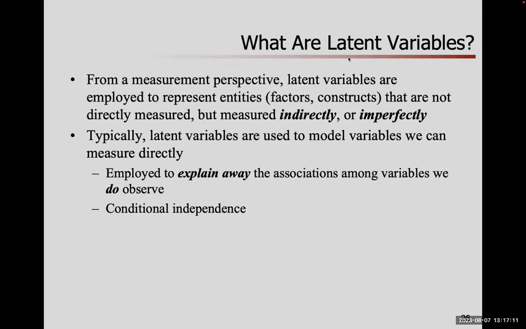But here's how I'll frame it. From a measurement perspective, latent variables are employed in our models to represent things, constructs, factors, whatever, that are not directly measured, but only measured indirectly, imperfectly, by our observations. Typically, they're used to model variables; we do measure the observations more directly. And they're employed to explain away the associations we do observe via things like conditional independence. Let me drill into that a little bit.